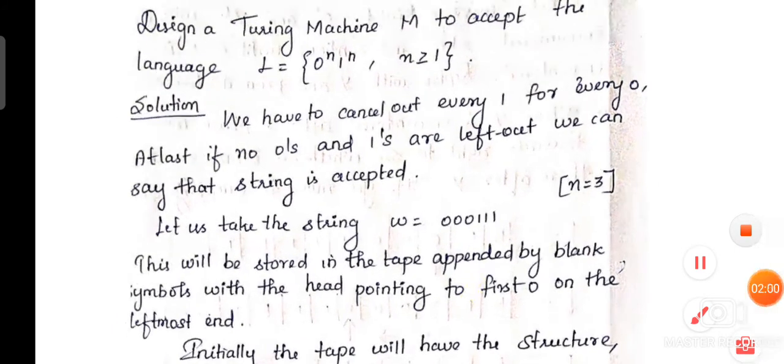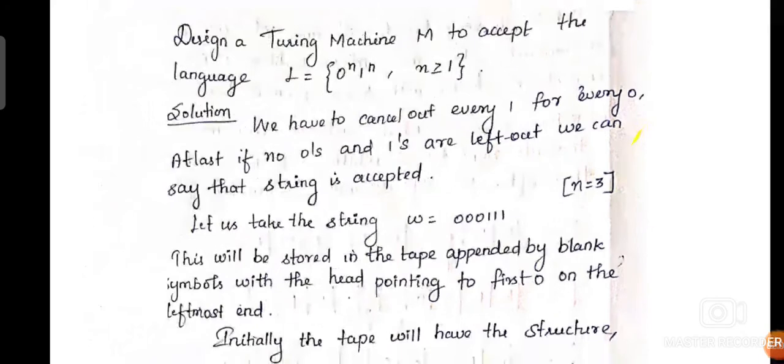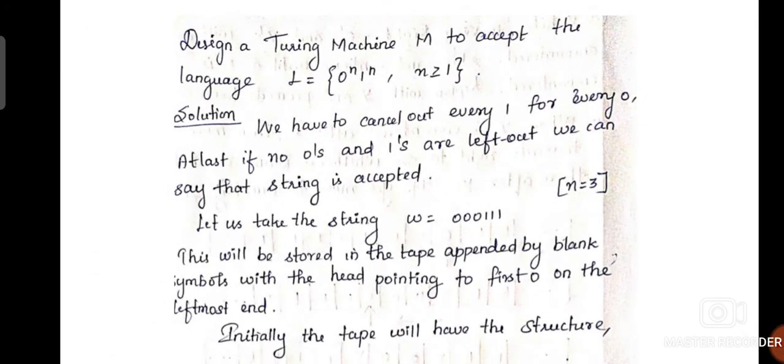Now we can see the problem. Design a Turing machine to accept the language 0 power n, 1 power n, where n should be greater than or equal to 1. For this problem, the solution is that we have to cancel out every 1 for every 0. Since this language consists of an equal number of zeros and ones, at last, if no zeros and ones are left out, we can say the string is accepted.